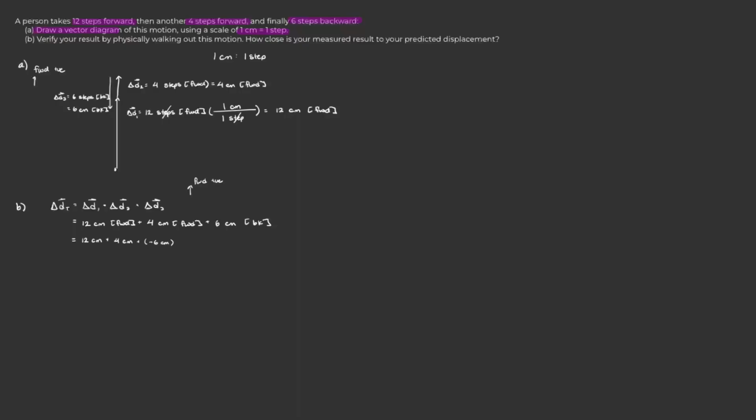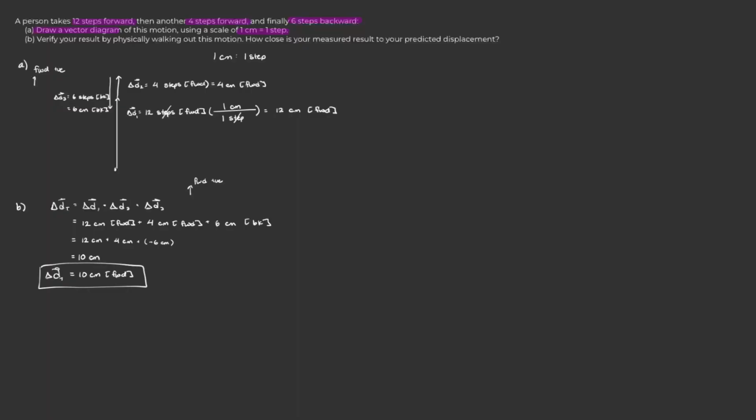We went over the ways to convert it from vectors to scalars and why we use the positives and negatives and everything else. Okay, so if we plug this into our calculator, we would get 10 centimeters, and 10 centimeters is in the positive direction, so it is 10 centimeters forward. Okay, there's our total displacement. Box off our answer. There we are.